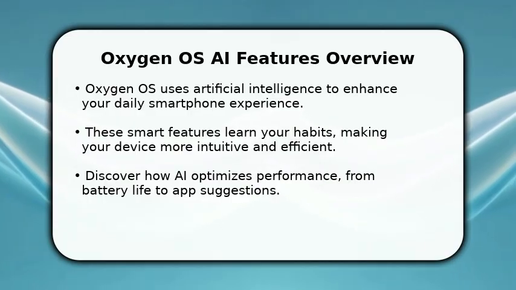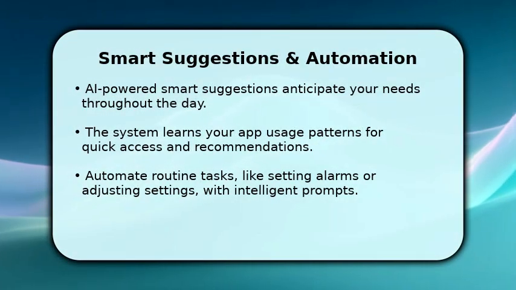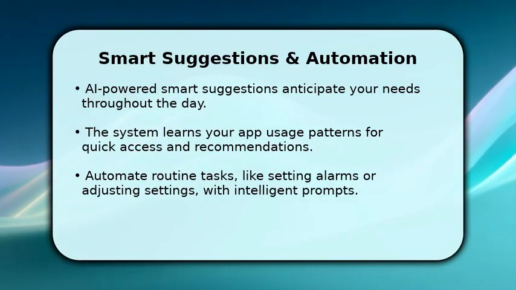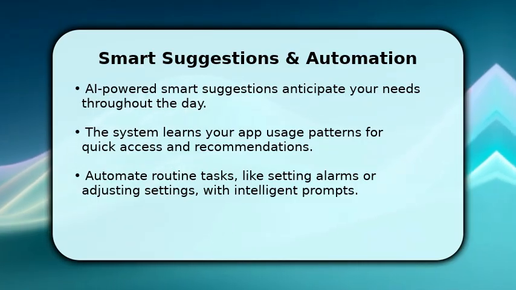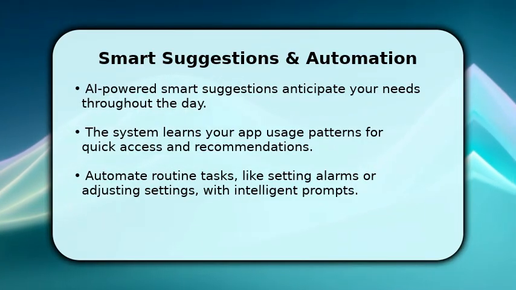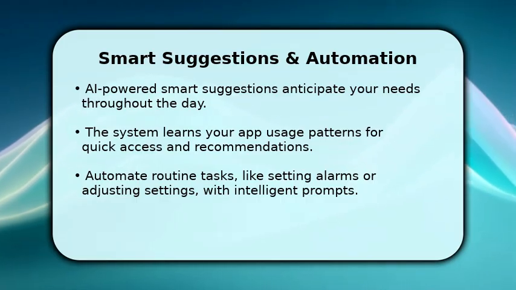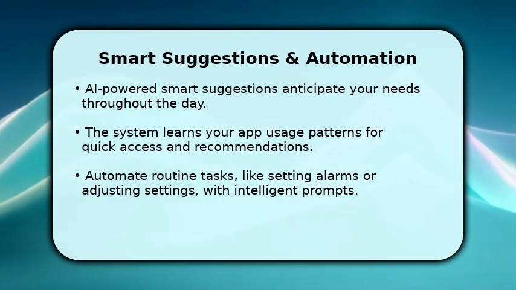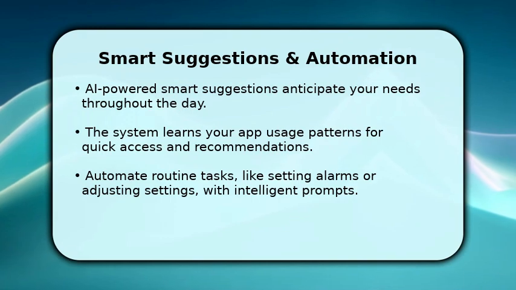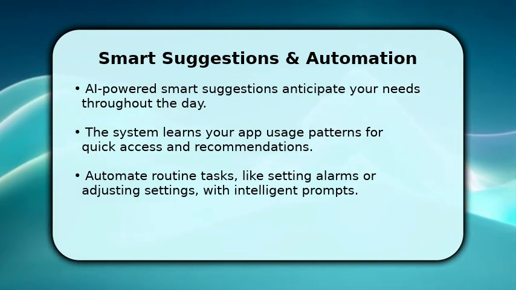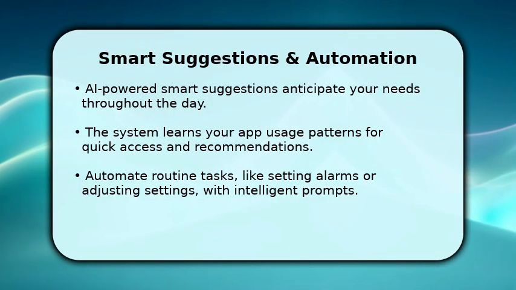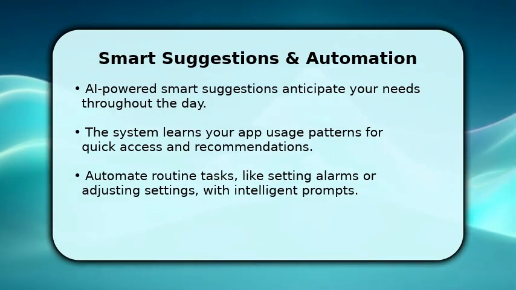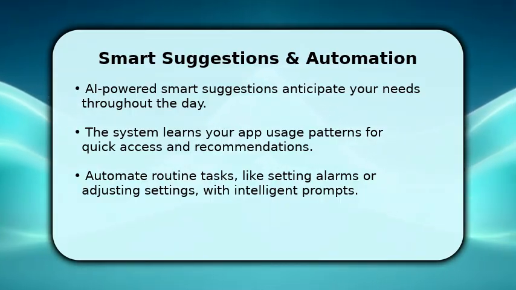device with minimal effort. Oxygen OS employs smart suggestions to anticipate your needs, making your phone feel incredibly intuitive. For instance, it learns your most used applications and suggests them at relevant times, saving you precious seconds. The system can also automate routine tasks, like adjusting your screen brightness based on ambient light or suggesting a specific alarm for your morning commute. This intelligent automation helps you manage your day more efficiently, providing information and actions exactly when you need them, often before you even think to ask.